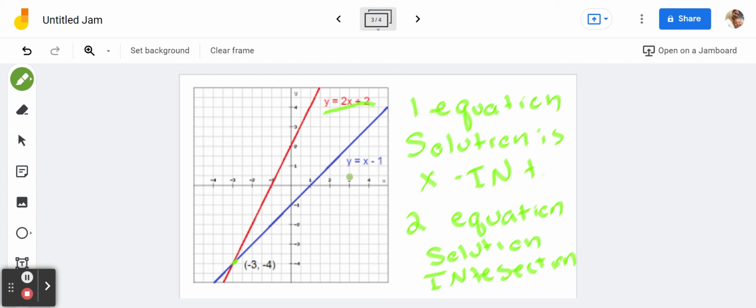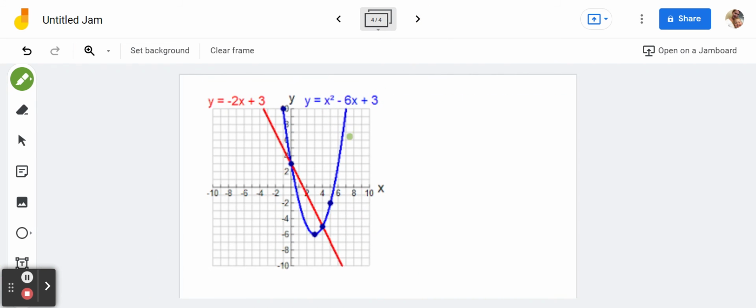So here we go. We have y equals 2x plus 2 and y equals x minus 1. And we can see that the solution to these two equations is -3, -4. Okay, so if I have linear, which brings you back to Integrated Math 1, linear systems have one solution. Now, there are other equations in which you have more than one solution. That happens when we start talking about systems with quadratics.